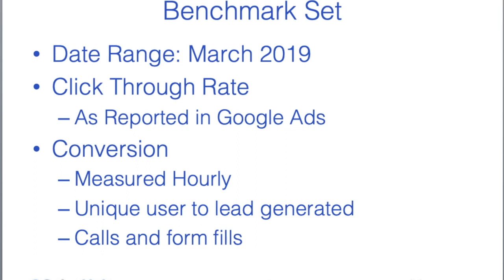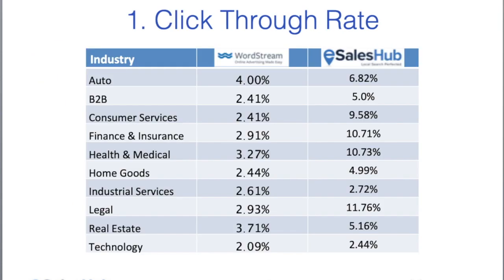Let's look at the click-through rate first. So as you can see here, straight off the bat, the click-through rate that we're getting is quite a bit higher than what Wordstream are reporting. Now, there could be a couple of different reasons for this. One of the things, as you know, is that we specialise in local search. The more relevant and targeted an ad is, the higher the click-through rate you're going to get.